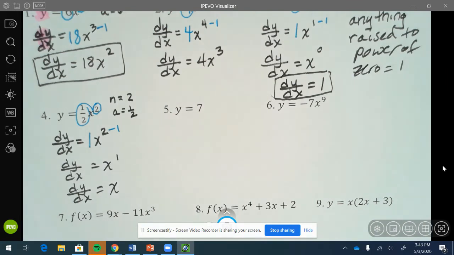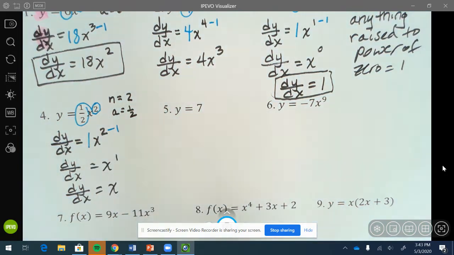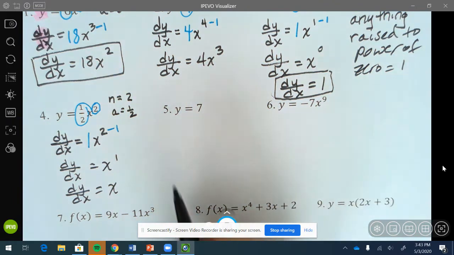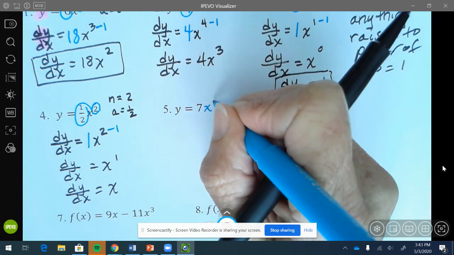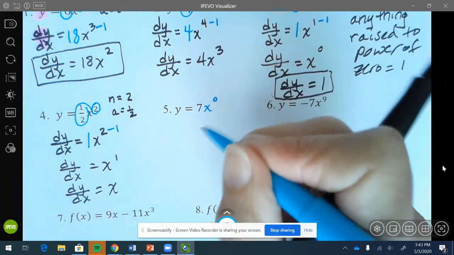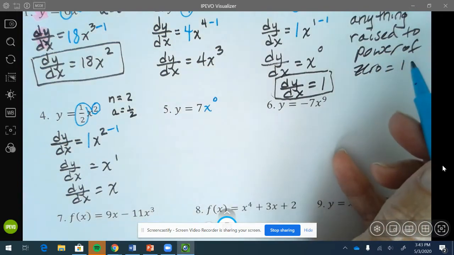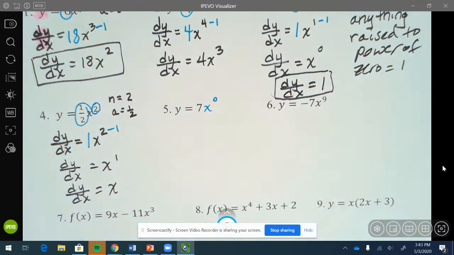Okay, let's go on to this one. I paused because I thought I did something wrong, but it's fine. I didn't. This original function is y equals 7. Now, I don't see any variable here. But you know what the variable really is? x to the 0 power. Remember I said over here, anything raised to the power of 0 is 1. So 7x to the 0 power is the same as 7.